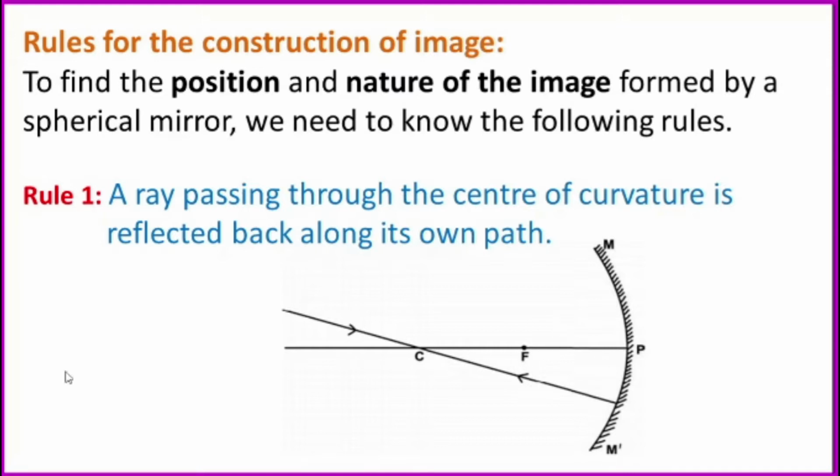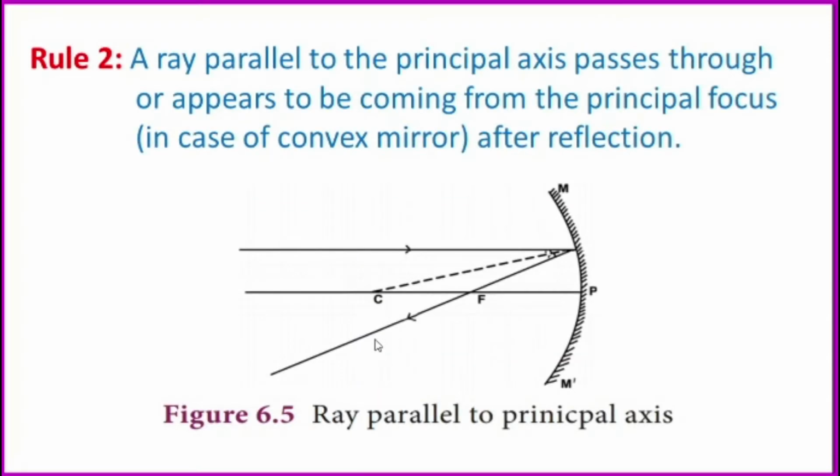Then we move to rule 1. A ray passing through the center of curvature is reflected back along its own path. So which rays are passing through the center of curvature? Those rays, after reflection, pass through the same C. That means it is reflected back along its own path. That's the first rule we already studied in the last class. So we move to the second rule. A ray parallel to the principal axis passes through, or appears to be coming from, the principal focus in the case of a convex mirror, after reflection.